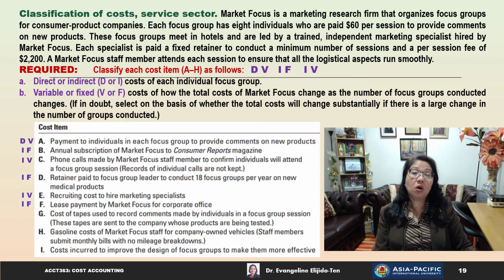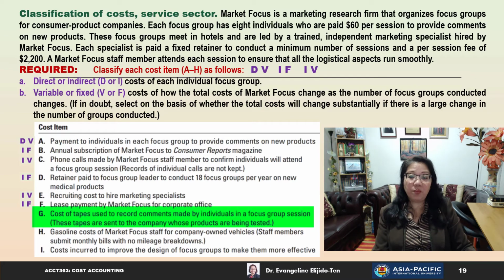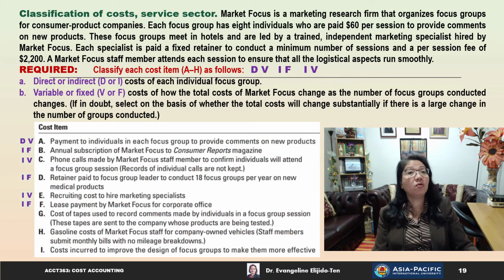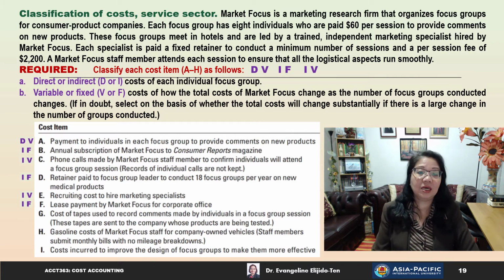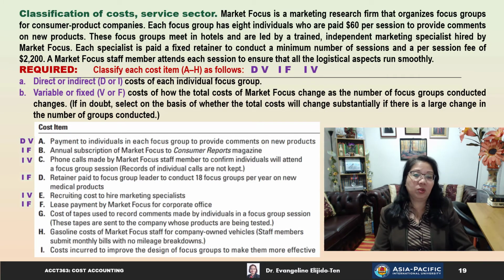What about G? Cost of tapes used to record comments made by individuals in a focus group session. And in parentheses, it says these tapes are sent to the company whose products are being tested. Can we trace this cost of tapes to the cost objects? Well, we can, and so that would make it a direct cost. Is this variable or fixed? Well, the more focus groups, the more cost of tapes we will incur. The fewer focus groups, the less we would incur. And therefore, this is variable. So direct and variable.